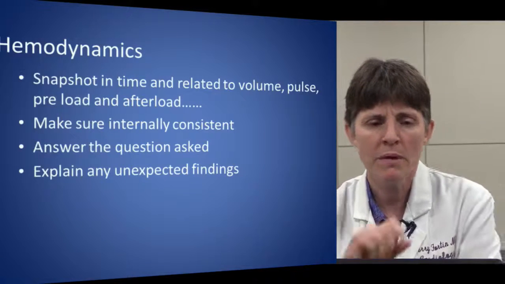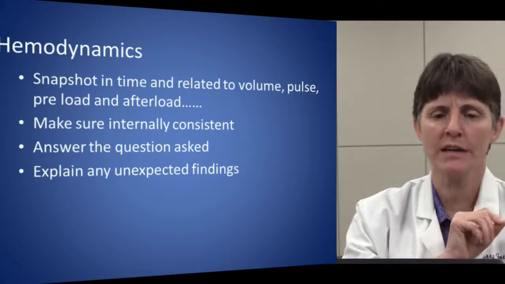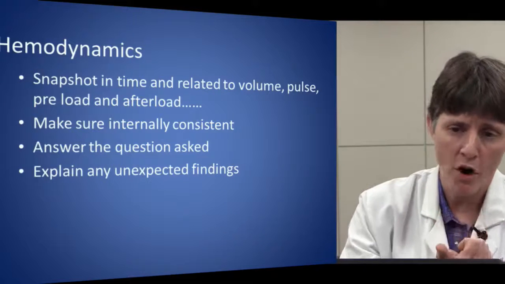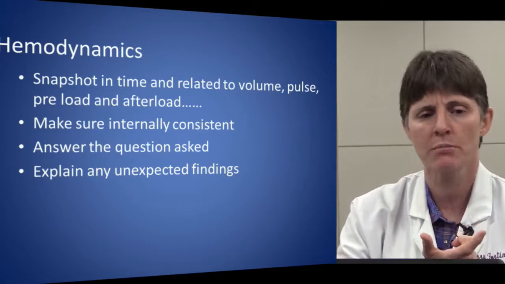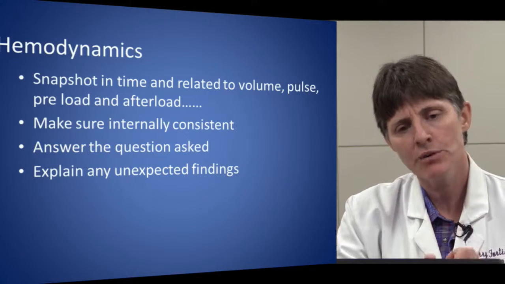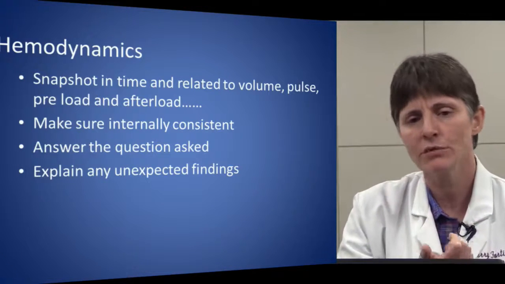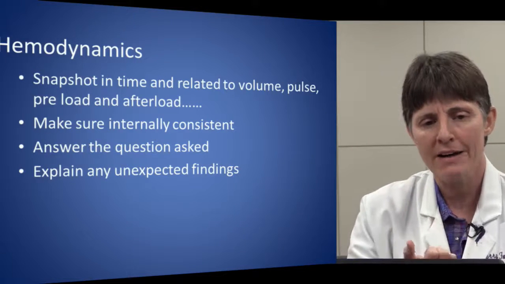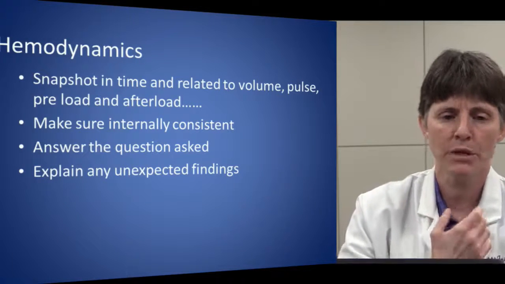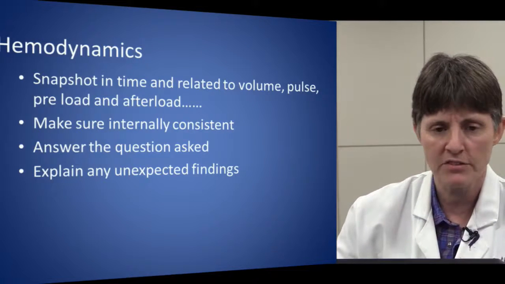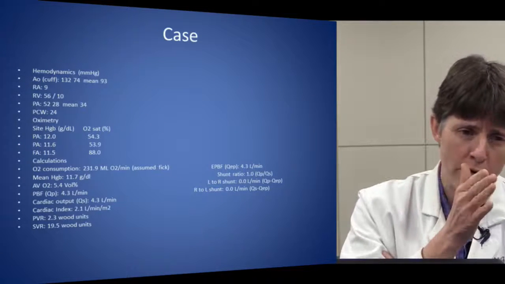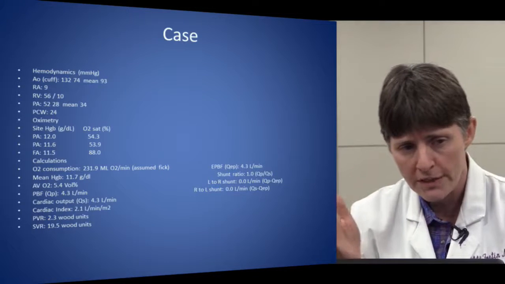Okay. Remember that hemodynamics are a snapshot in time. So volume status matters, their pulse matters. Are they tachycardic? Are they bradycardic? Is there a lot of preload, meaning we've just given them several liters of fluid? Is there a lot of afterload? Do they have very high blood pressure? If we're going to get numbers, you need to make sure they're internally consistent, i.e., is our RA pressure similar to our RV diastolic?